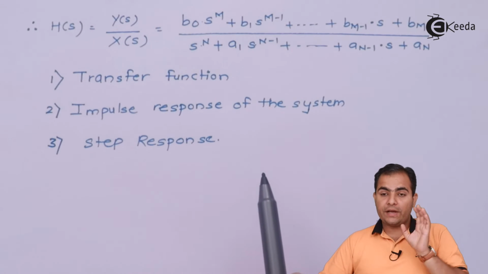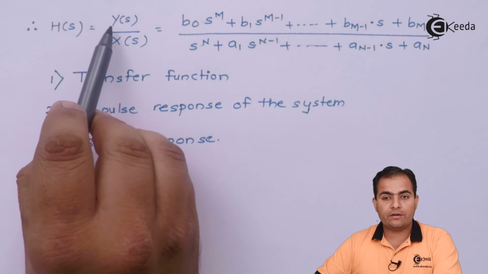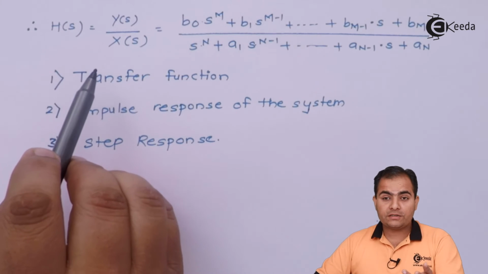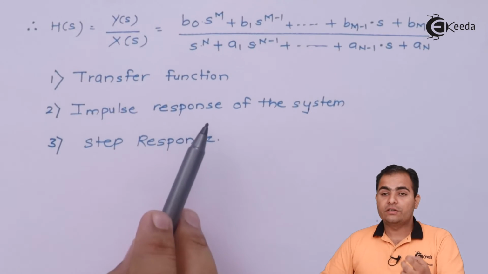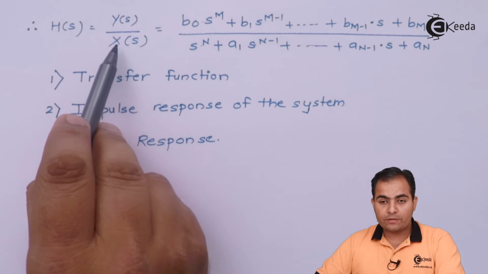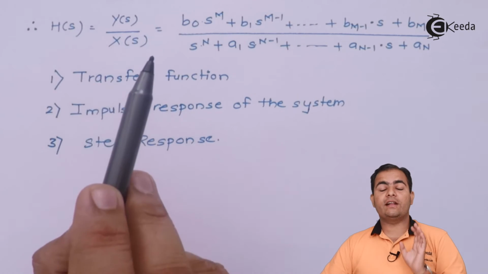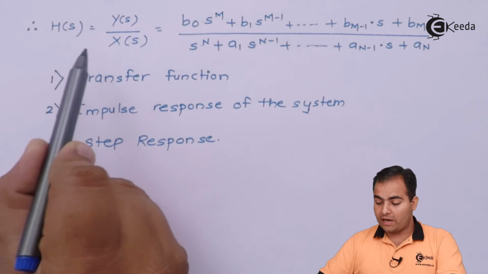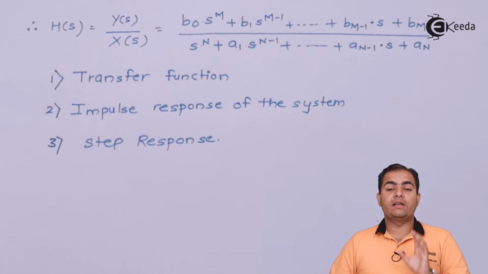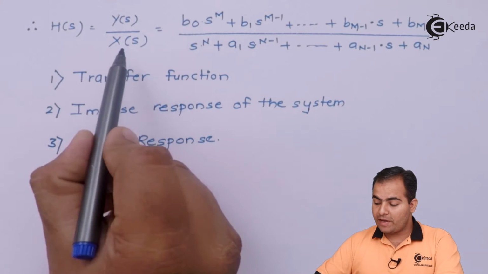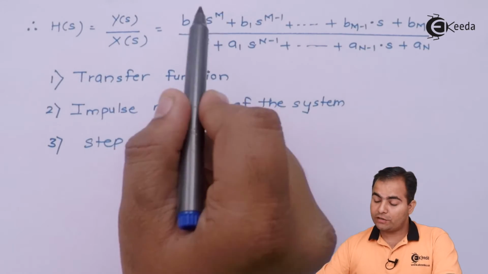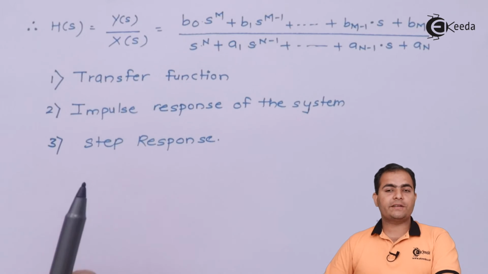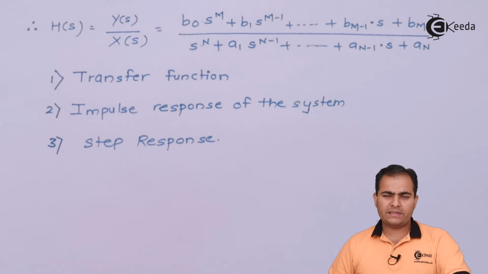Response of the system means we have to find out the equation of y of t by applying inverse Laplace transform. Now which response will they ask you? The impulse response. So impulse response means what? We have to consider X of s as delta of t, the impulse function. If they ask step response, then we have to consider X of s as the unit step, and then multiply the X of s value on the right hand side and then go for inverse Laplace transform. Then you will get the impulse response and the step response. These questions are simple basically.